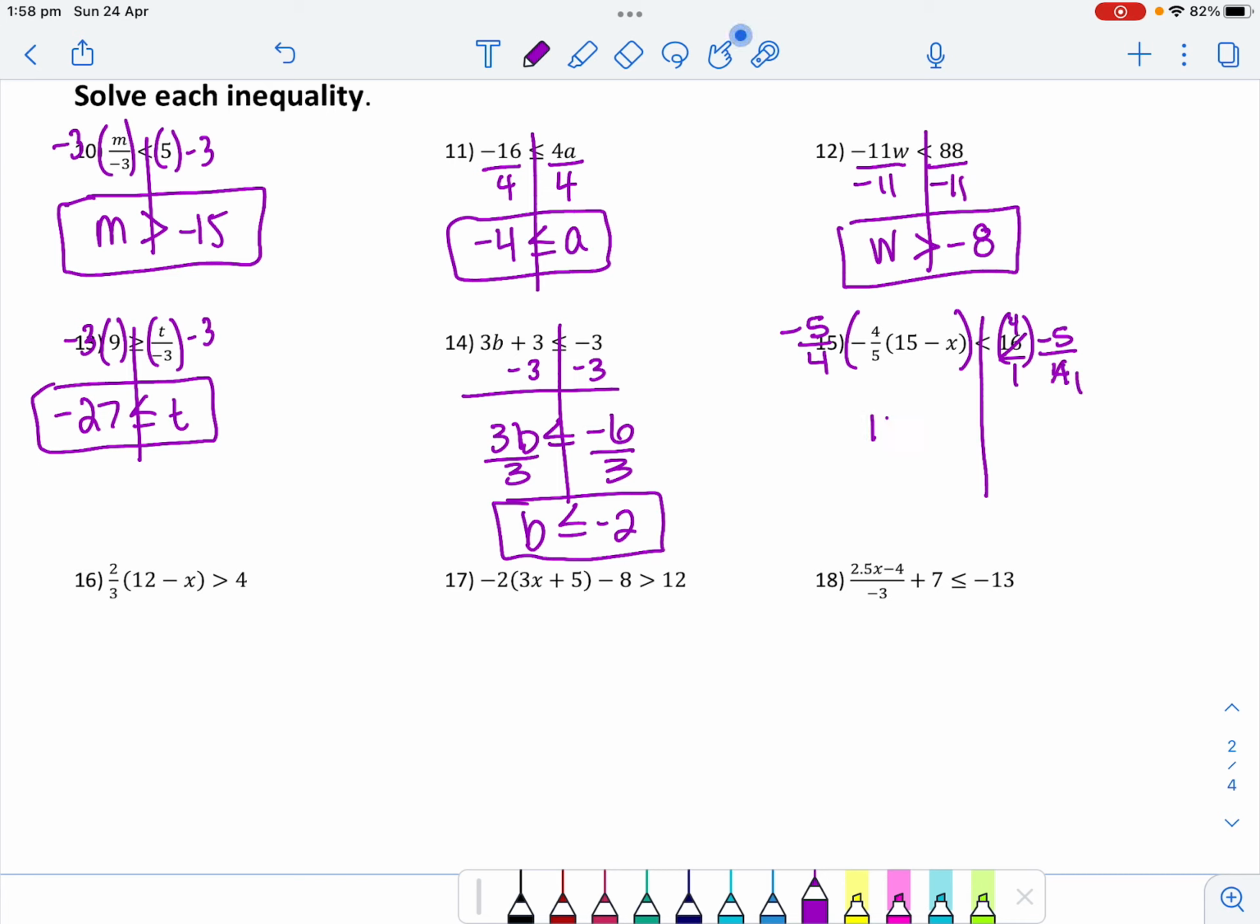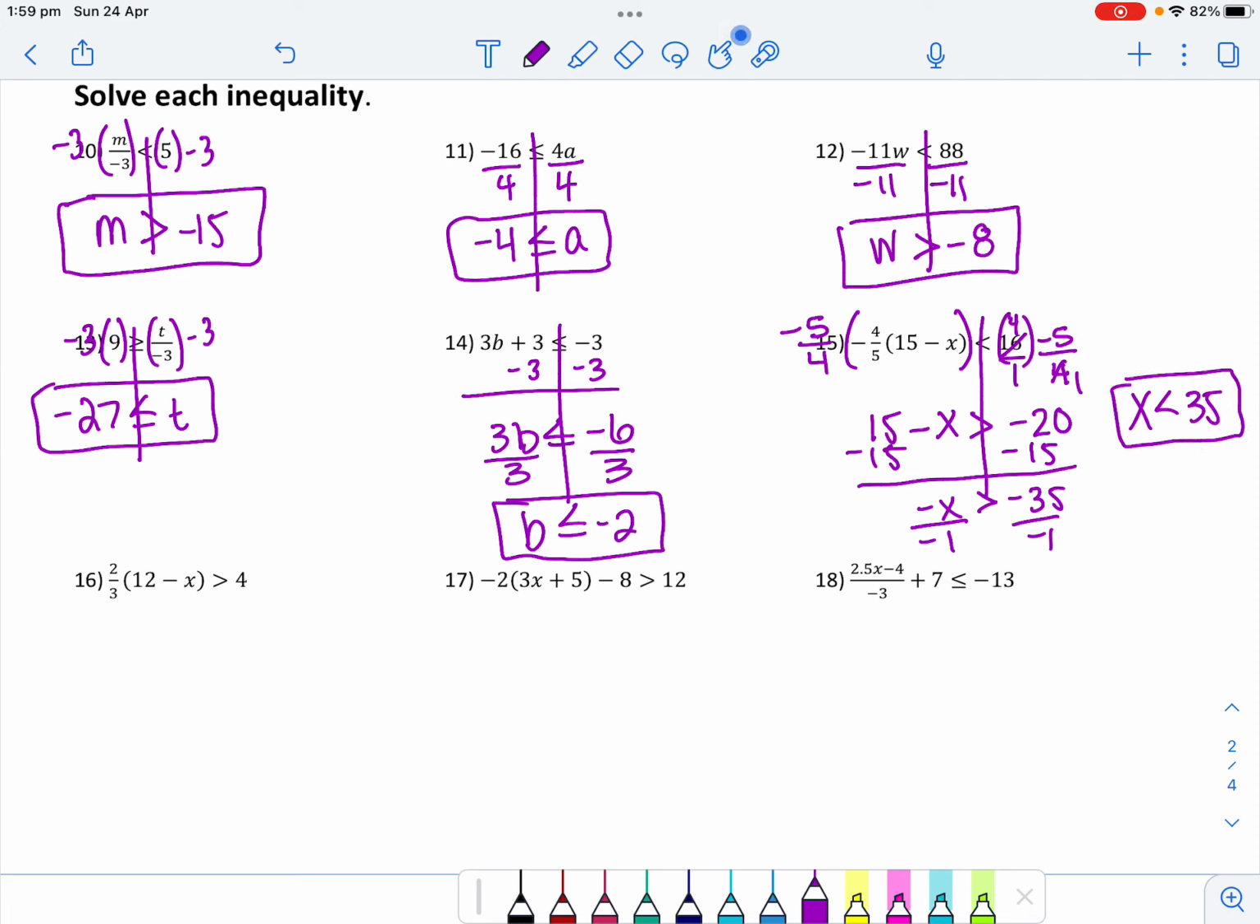So this is going to be 15 minus x is greater than negative 20, because my sign has to flip because I multiplied by a negative. Now I'm going to subtract 15. Negative x is greater than negative 35. And then I'm going to divide by negative 1, and my sign actually has to flip back because I divided by another negative. So it is okay for your signs to have to flip back.